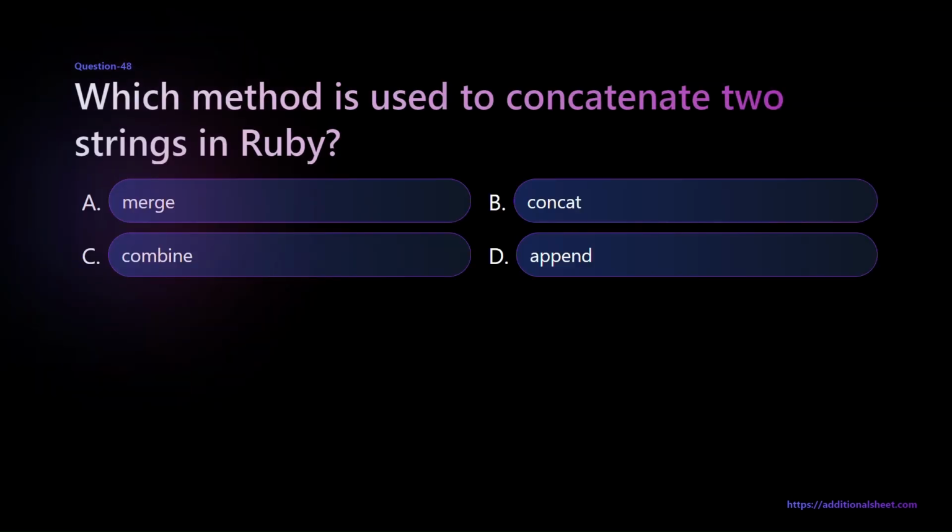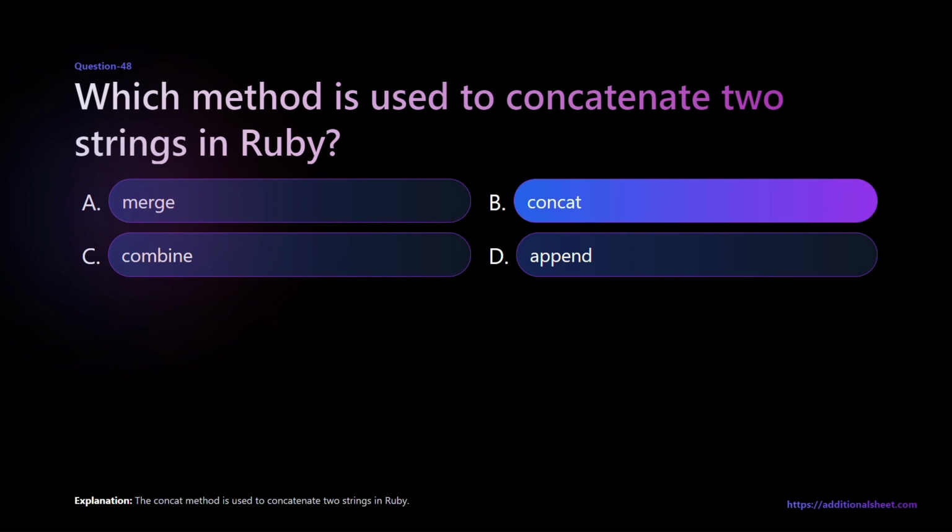Which method is used to concatenate two strings in Ruby? Option A, merge. Option B, concat. Option C, combine. Option D, append. The correct answer is option B, concat.